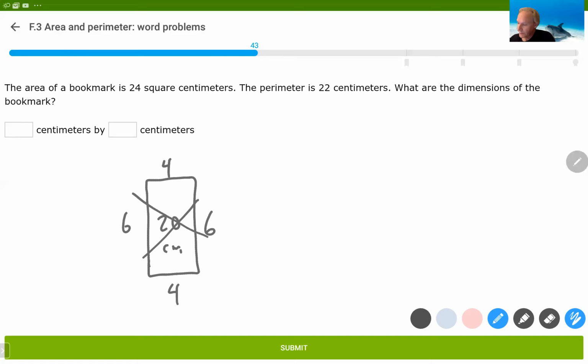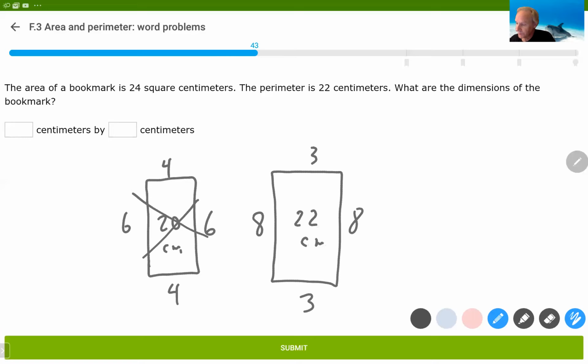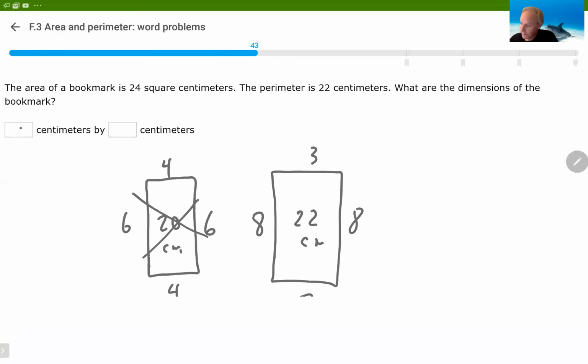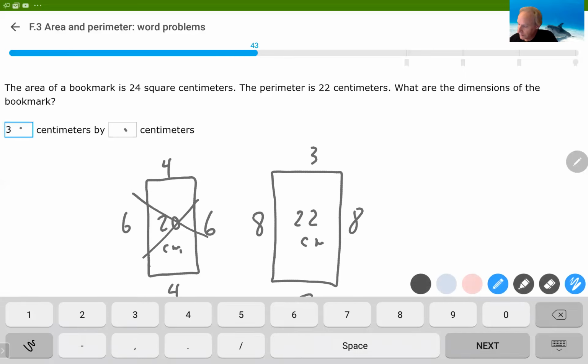If I go with 3 by 8, you can see it works. There's my 3 by 8, and 3 and 8 makes 11 and 11, which is 22 centimeters for the perimeter and 24 for the area. So we're talking about 3 by 8.